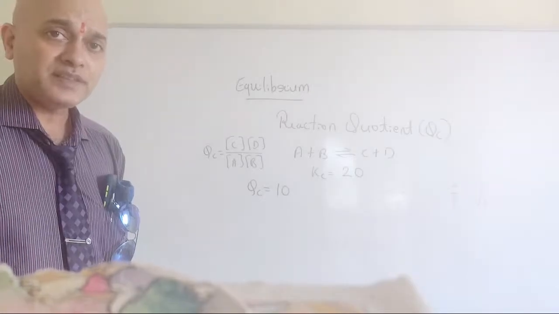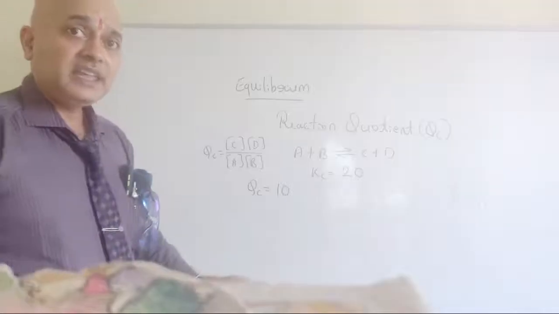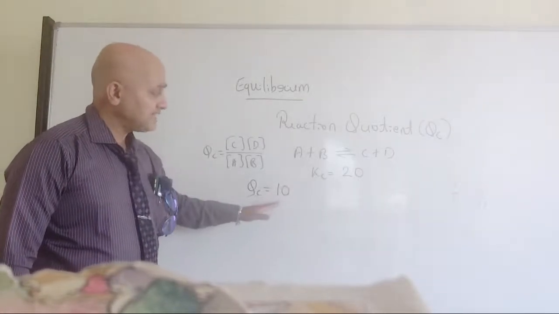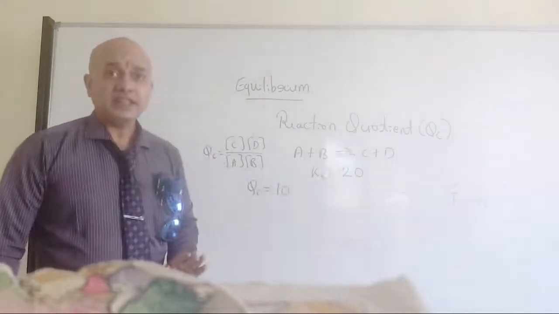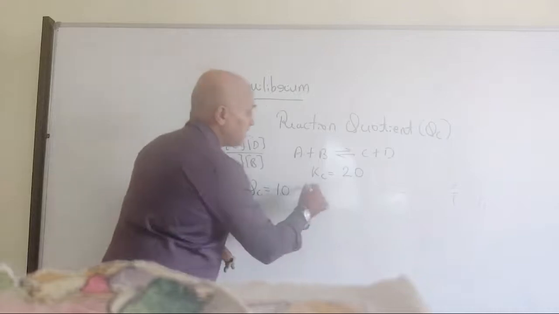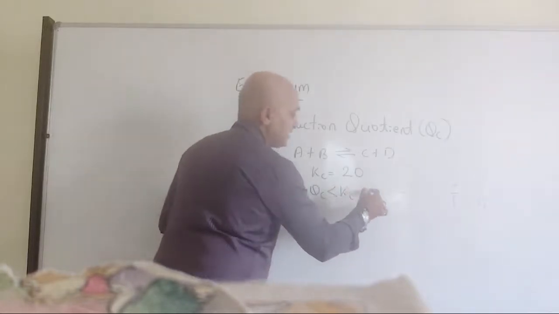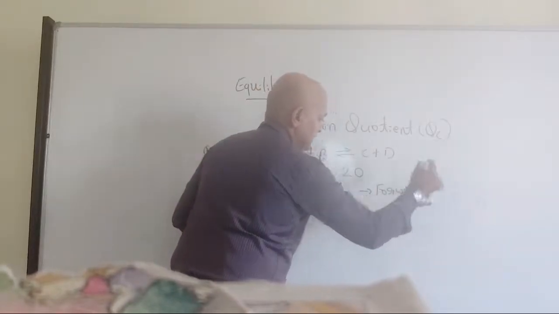What will happen? Yes, very good. So naturally Qc value is less than Kc value, so it has to be in the forward direction. It has to be in the forward direction because Qc value is less than the Kc. So the reaction will be moving towards the forward direction.